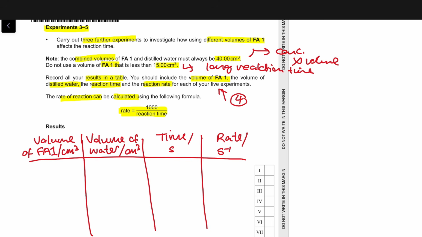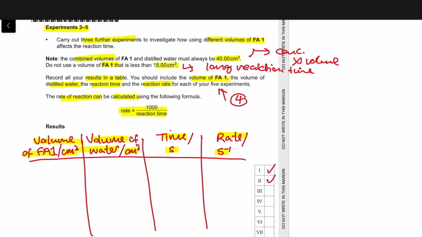Okay, so here I've just drawn out our table with our 4 columns. Our first mark for our results would be our correct columns, our correct names for our columns. So the volume of FA1, the volume of water, the time or the reaction time, and the rate. Our second marking point would be to use the correct units. Don't ever forget to use the correct units in your table or to even put the units in.